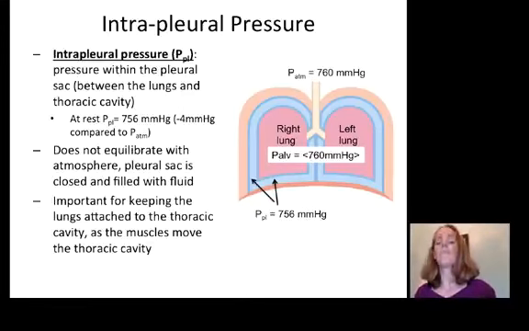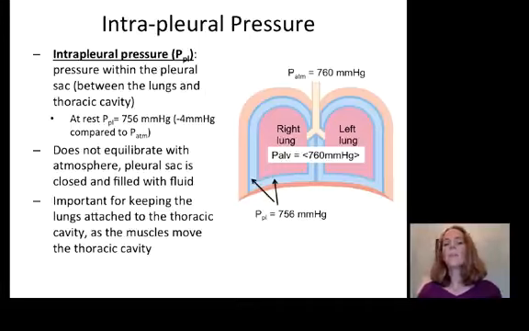It does no good to contract the ribs and contract the diaphragm if the lungs stay behind. So we contract the ribs, contract the diaphragm, expand the chest cavity, and then the lungs, because of this intrapleural pressure, are going to go with the chest cavity and expand along with it. That's very important because it's not the chest cavity that we want the air in, it's the lungs.